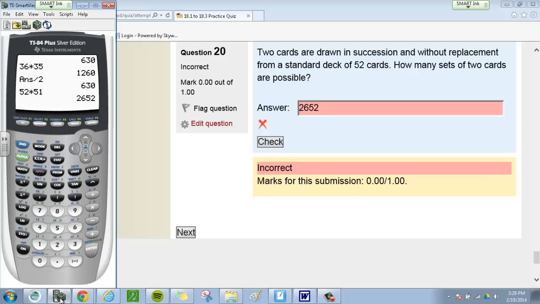What did I do? Oh, did I forget? It's a combination again because order doesn't matter. I'm sorry, everyone. So it's 2652. But then we also have to divide it by how many ways you can order them. 52, 51, how many ways can you order them? 2 factorial. I am so sorry. So we got to take that 2652 divided by 2. Enter. 1326.